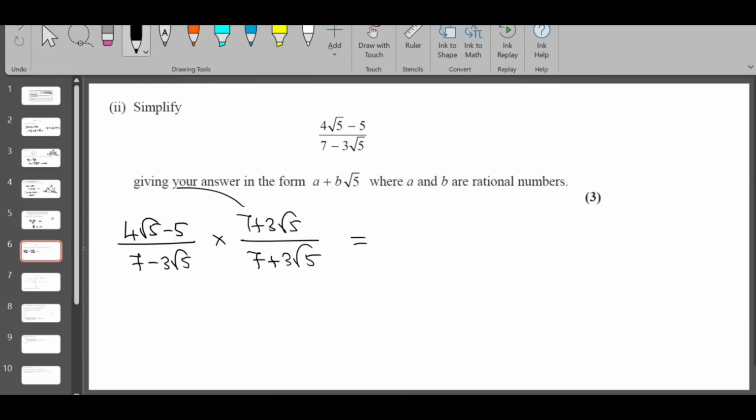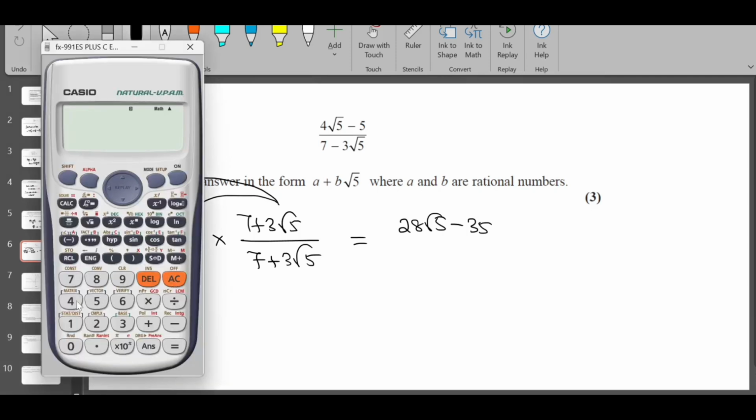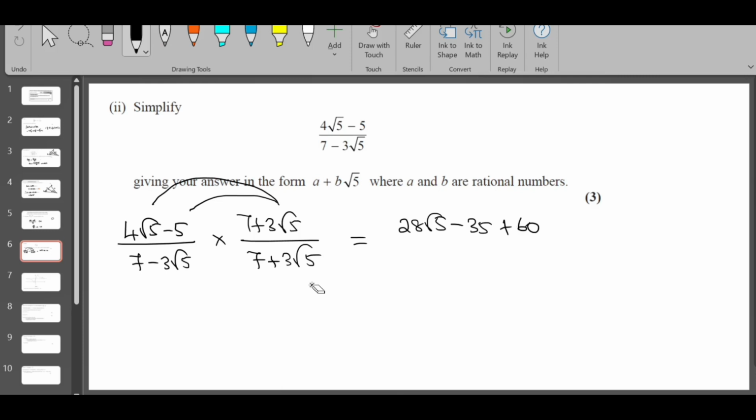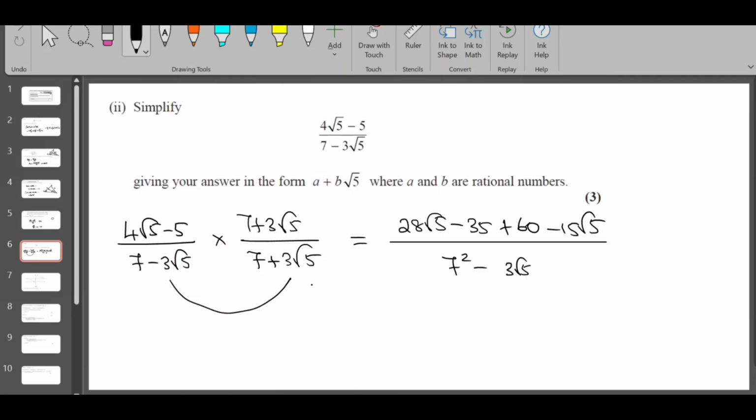Take 7 and multiply both. You will get 28 root 5 minus 35. Take 3 root 5 and multiply both. So 3 root 5 times 4 square root of 5, times 3 square root of 5 is 60. When you multiply 3 root 5 times minus 5, you get minus 15 root 5, divided by. When you multiply these two in the denominator, you can apply the identity: A plus B times A minus B is A squared minus B squared.